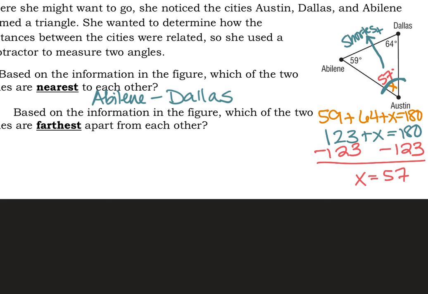All right, to figure out who's the farthest, we want to go across which angle? The biggest. All right, so this would be the longest side, so they would be the furthest away. So in here, we're going to put Abilene to Austin.